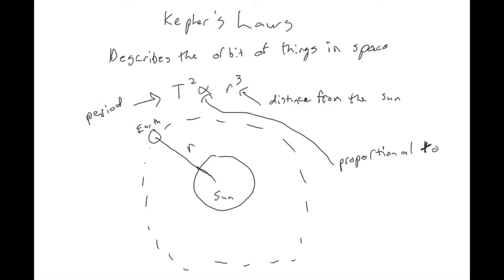And so when Kepler was writing down these laws, he came before Newton, so he didn't know about Newtonian gravity. He discovered this relationship, but he didn't have the physics to say why this relationship was true. So then Newton came along and developed an entire mathematical and physical framework to describe this. And so we'll show that derivation now.